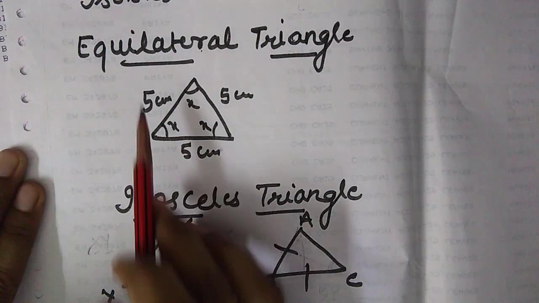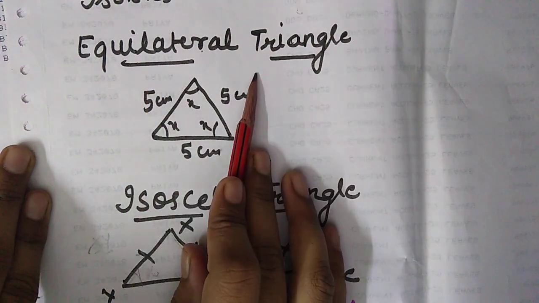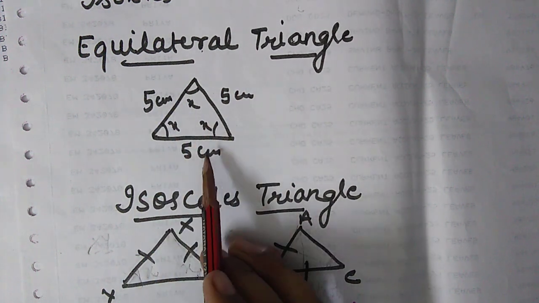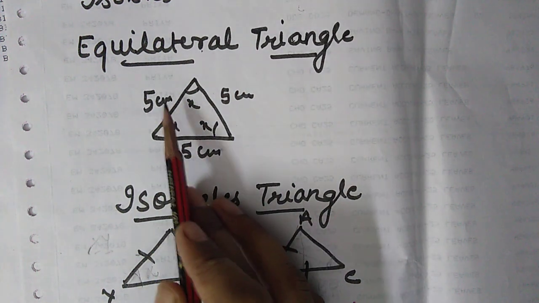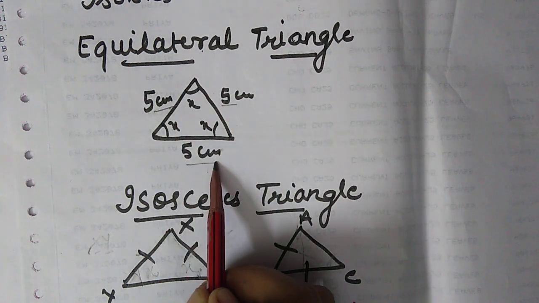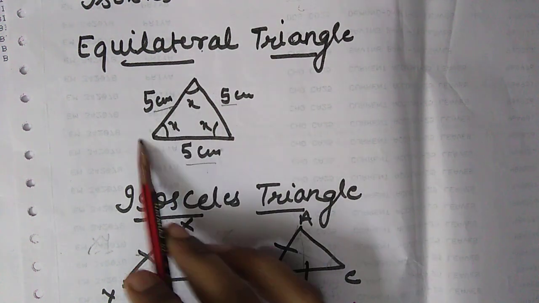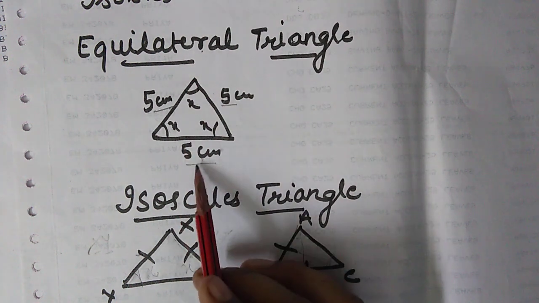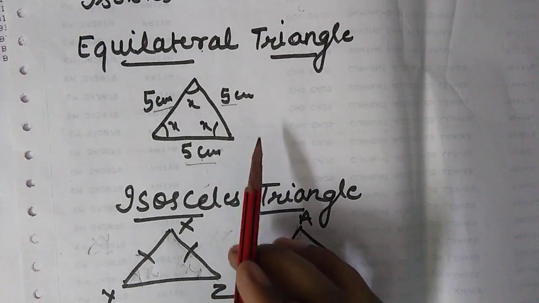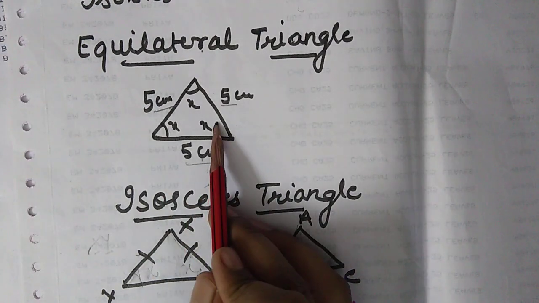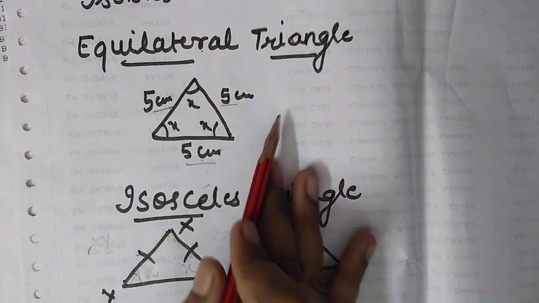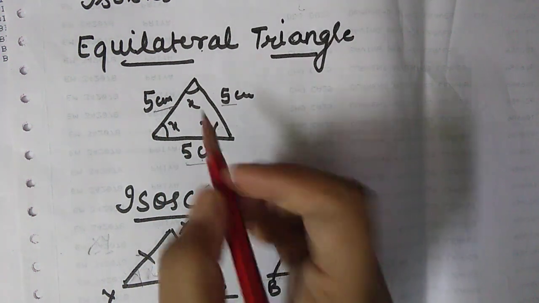After that we learned about the equilateral triangle. It is a triangle in which all the sides are of equal length. So if this is 5 centimeters, this is also 5 centimeters, and this is also 5 centimeters, this type of triangle is known as an equilateral triangle. Also, all angles in an equilateral triangle are equal.